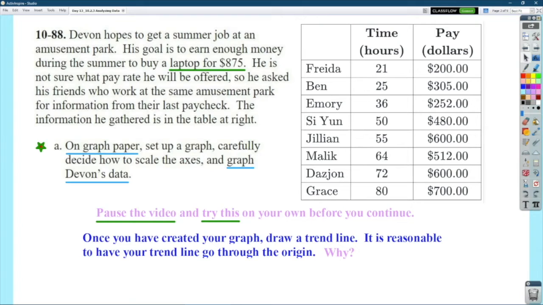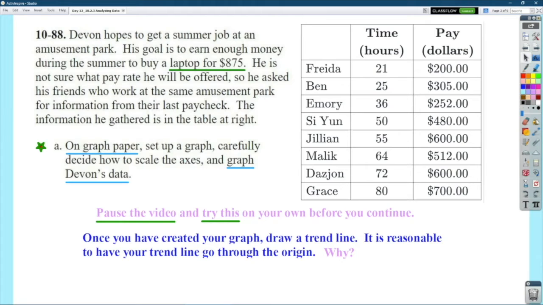He is not sure what pay rate he will be offered, so he asks his friends who work at the same amusement park for information from their last paycheck. The information he gathered is in the table at the right. On graph paper, you are to set up a graph, carefully decide how to scale the axes, and graph Devin's data. You might want to do this in your composition book if it contains graph paper.